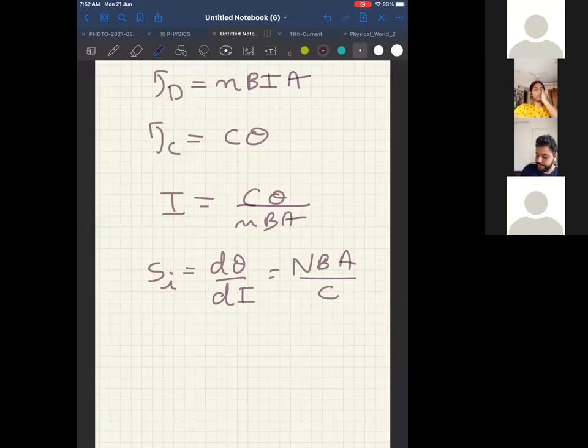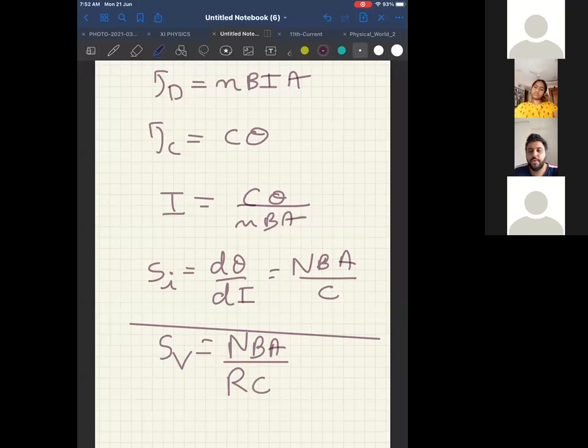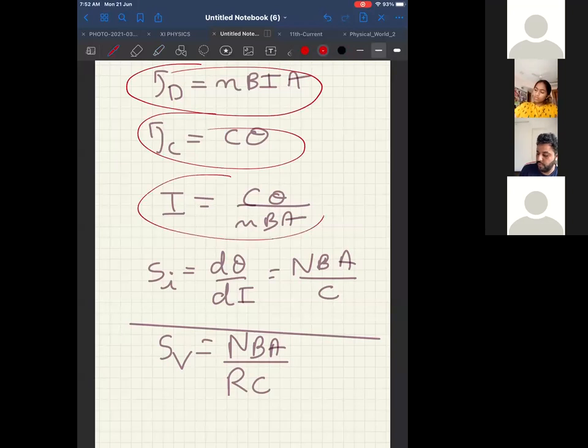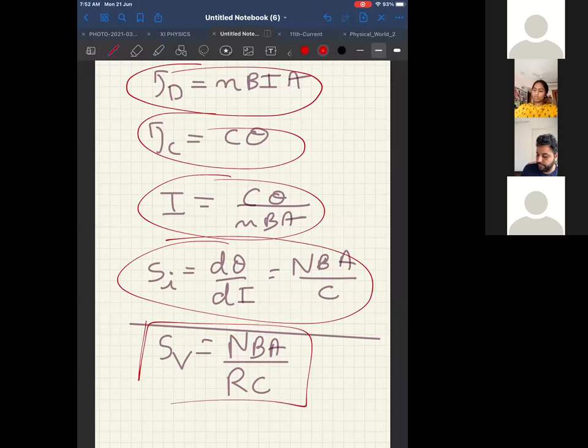There's just one more extra formula given in your module, that is voltage sensitivity. Voltage sensitivity is NBA upon RC. This is a new formula for you. You have not done this, so please make a note of this. Otherwise, all four formulae we have done, 1, 2, 3, 4. And this is a new formula, the fifth one.